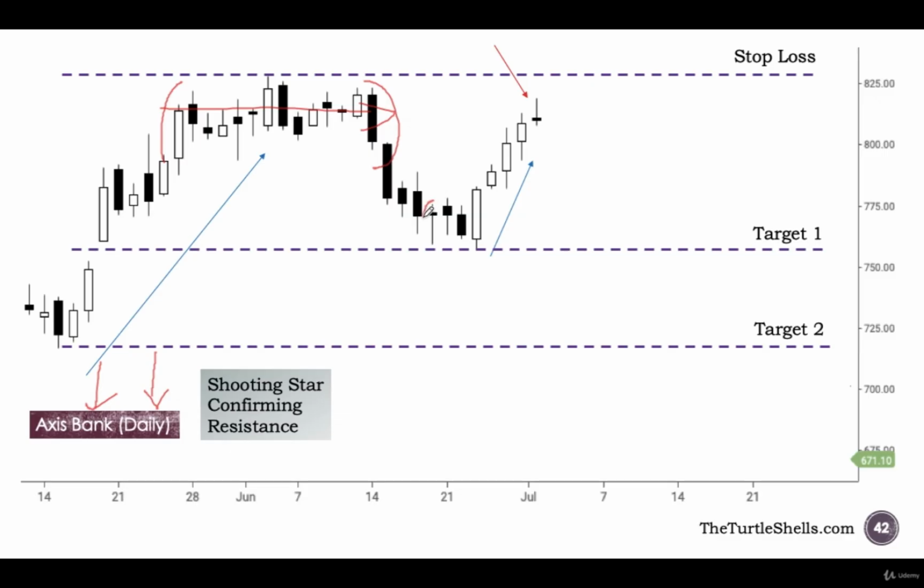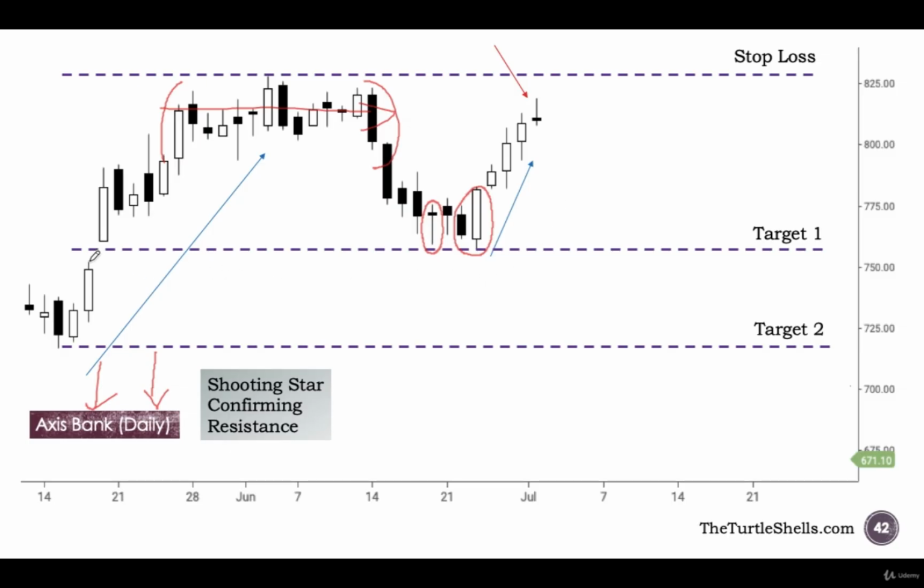Look at this pattern. What is this pattern? This is a hammer pattern, which gave us an early signal of the price going up. Then you look at this pattern. What is this pattern? This is the bullish engulfing pattern, confirming the support created by the hammer pattern.